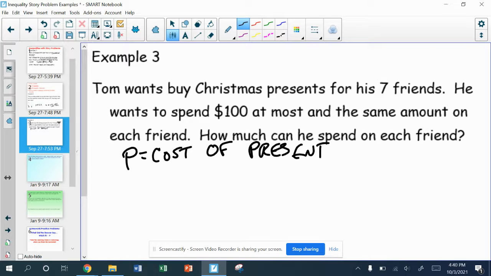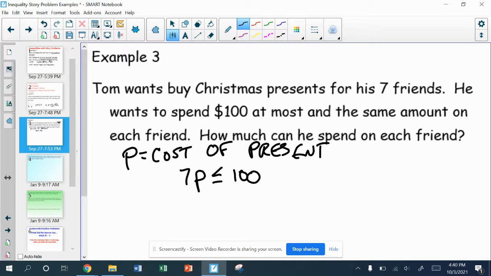And when we write this as an inequality, we're going to say 7 presents or 7 gifts. I'm going to leave a little space here, and then I'm going to put my $100 over here. We have to decide which one has to be more. Can the 7 presents be more than $100, or does the $100 have to be more than or equal to what he spends? And that's what it is. The presents have to be less than or equal to the $100.